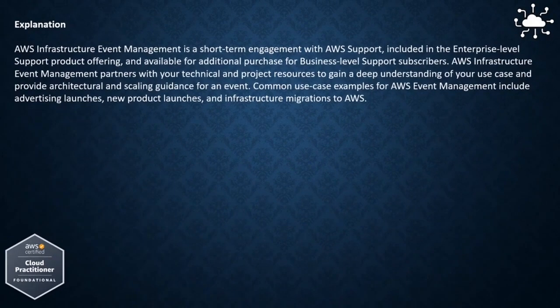Explanation. AWS Infrastructure Event Management is a short-term engagement with AWS support, included in the enterprise-level support product offering, and available for additional purchase for business-level support subscribers. AWS Infrastructure Event Management partners with your technical and project resources to gain a deep understanding of your use case and provide architectural and scaling guidance for an event. Common use case examples for AWS Event Management include advertising launches, new product launches, and infrastructure migrations to AWS.